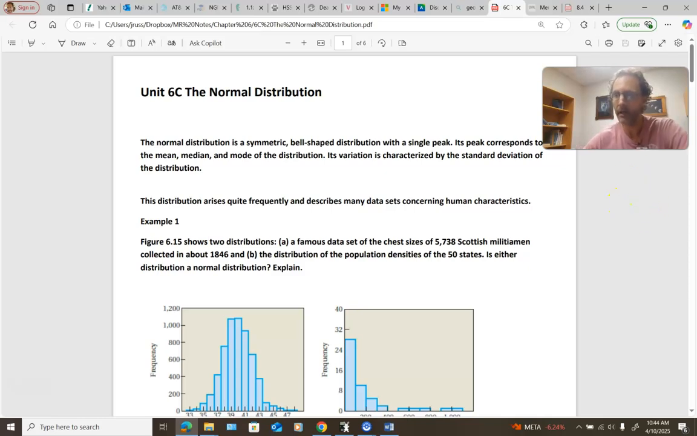And we also talked about that range rule of thumb. If you remember, that can be used to give us just an estimate of what the standard deviation might be. And if you recall, the estimate is going to be more accurate the more symmetric shaped the distribution is.